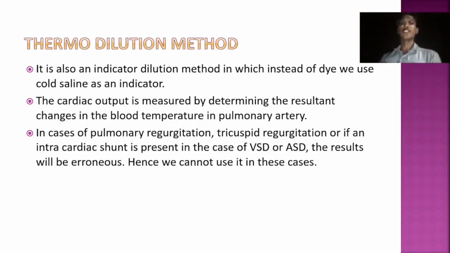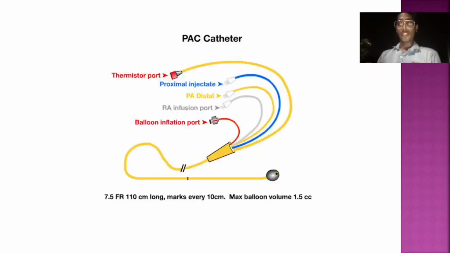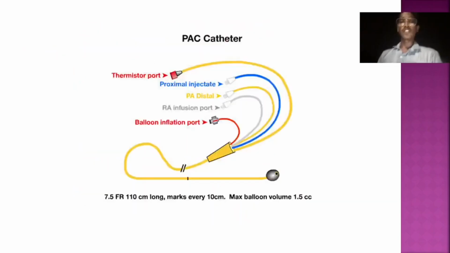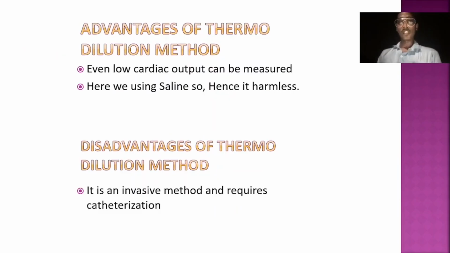is nothing but thermal dilution. Cold saline is injected in the pulmonary artery, and the temperature changes can be measured using a thermistor. Here it is the pulmonary artery catheter, as well as the Swan-Ganz catheter. Where there is a thermistor port, we can easily assess the temperature of the cold saline and also the cardiac system, and also the advantages and the disadvantages.